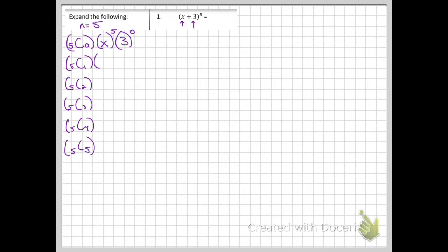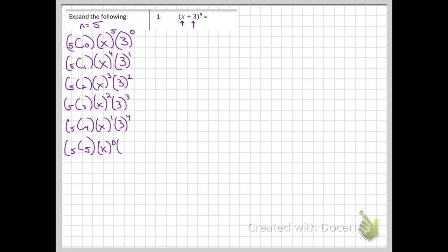The x's are going to count down, like I just pointed out. So now it's going to be x to the 4th, x to the 3rd. The parentheses are important in the future, so practice it with the parentheses. X to the 0. The second term, which is a 3 in this example, counts up. It was 3 to the 0. Now it's 3 to the 1st, 3 squared, 3 cubed, 3 to the 4th, 3 to the 5th.